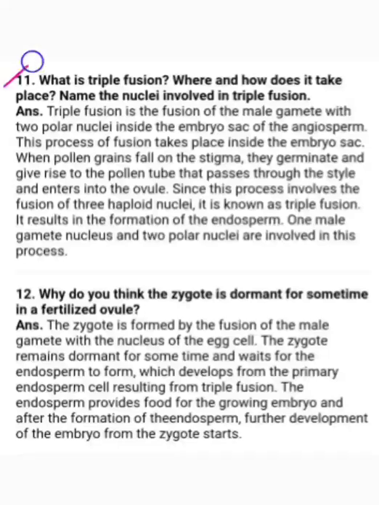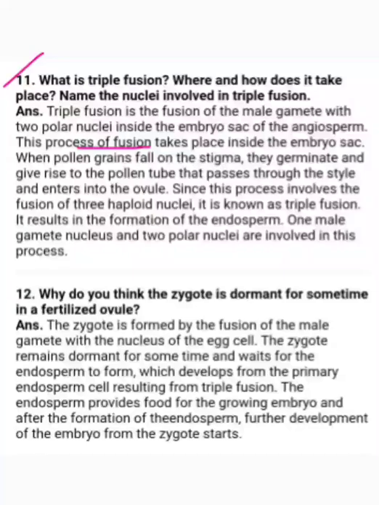and where does it take place? Name the nuclei involved in it. Triple fusion is the fusion of male gamete with the two polar nuclei inside the embryo sac of the angiosperm, and the process of fusion takes place inside the embryo sac.